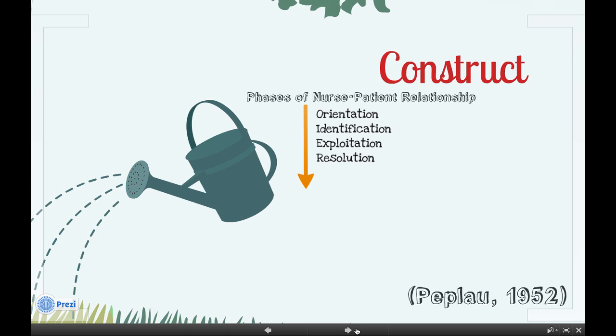There are 4 phases: orientation, which is when the nurse and patient meet; identification, which is when the patient realizes the relationship is beneficial; exploitation, which is when the patient feels comfortable using all of the nursing resources; and finally, resolution, when the patient no longer needs nursing staff.